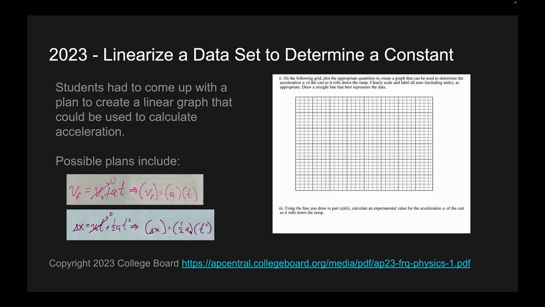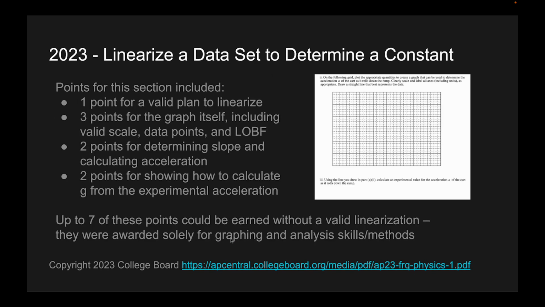In all cases, we would need to do some kind of modification of the numbers. If we were to graph them raw, we won't get a straight line. If we calculate the v final or calculate t squared and graph those, we can get a straight line, and the slope could then be used to calculate acceleration.